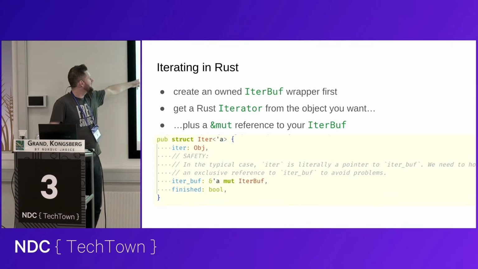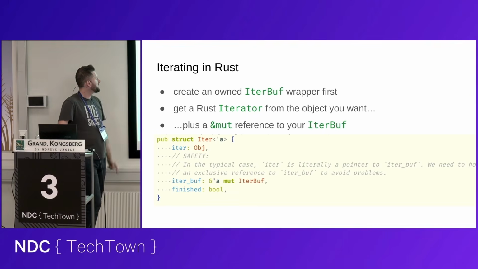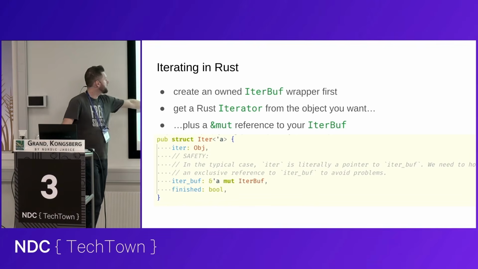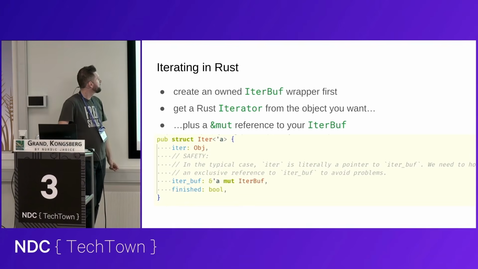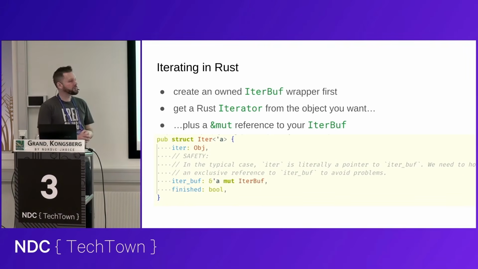So this is an iter object that actually implements the iterator on the Rust side. And this is the return value from mp_getiter, which may or may not be the same thing as this iterbuf reference. Typically it is the same thing, but it might not be. And this is just a marker to tell us whether we're finished or not, because Python returns a special value when you call iternext to indicate that iterating is over. And with this thing, we can iterate over an object.